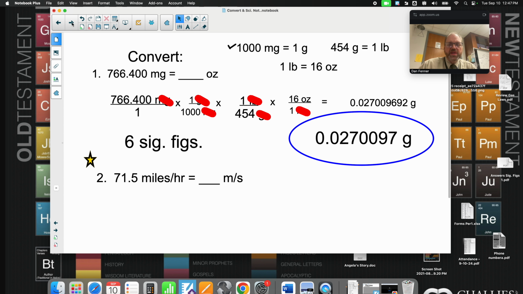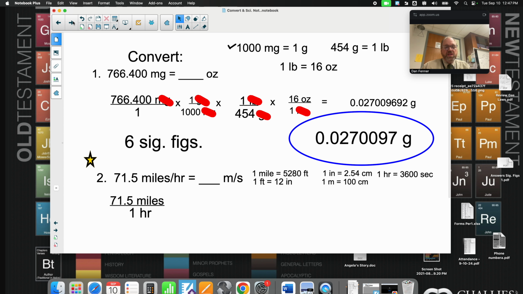All right, let's skip on down to here, and let's do this one. Now this one's going to be a little more interesting. 71.5 miles per hour is equal to, and we want it in meters per second for conversions. All right, let's get all of our equalities we need. We'll set our given over 1, like we did last time. 71.5 miles over 1, but hours are going to be on the bottom because I've got a unit here. So it will actually be on the bottom with the hour. Last time we didn't have that because there were no units on the bottom.